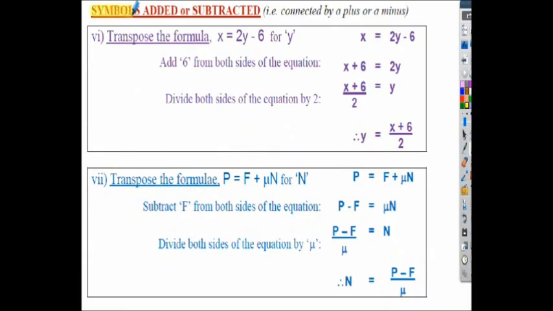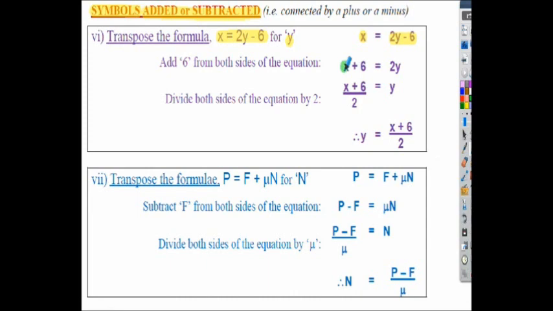Here are some examples where the symbols in the formulae are added or subtracted. In item 6 here, we're asked to transpose the formula x equals 2y minus 6 for y. In this particular case, what I'm going to do is remove the negative 6 from the right hand side and bring that across to the left hand side. So using my inverse operations, I'm going to add 6 to both sides of the equation.